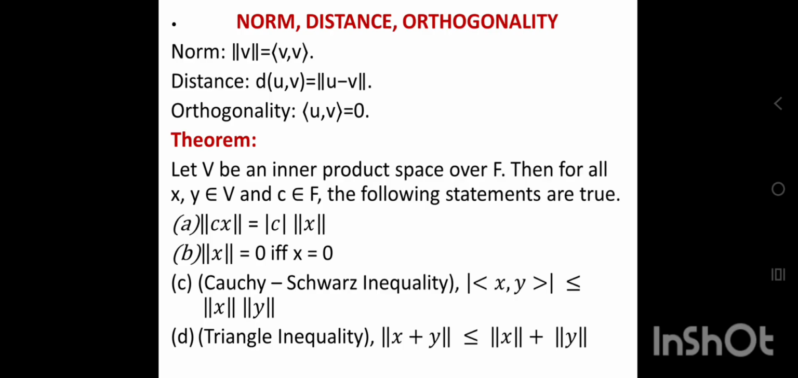Using this norm definition, we see one theorem. Let V be an inner product space over F. Then for all x, y belonging to V and c belonging to F, the following statements are true. Norm of cx equals modulus c into norm x. Norm x equals 0 if and only if x equals 0. Then we prove the Cauchy-Schwarz inequality: modulus of inner product ⟨x, y⟩ is less than or equal to norm x into norm y. And the triangle inequality: norm of x plus y is less than or equal to norm x plus norm y.